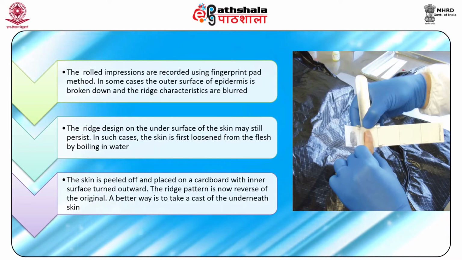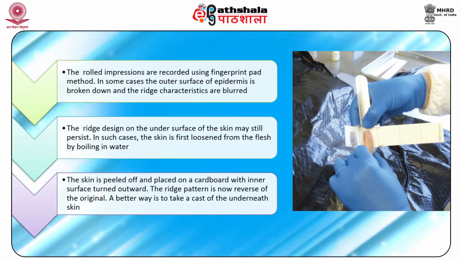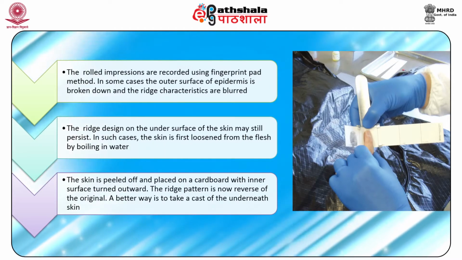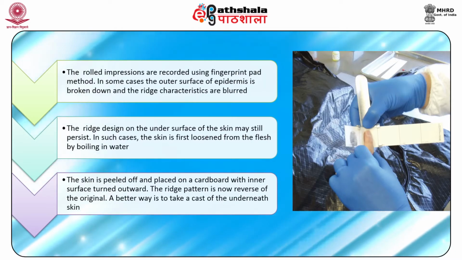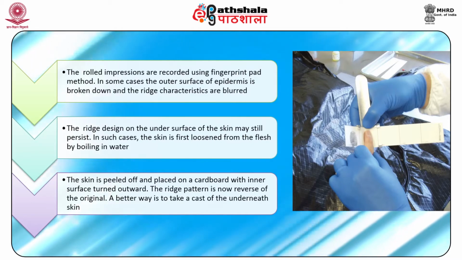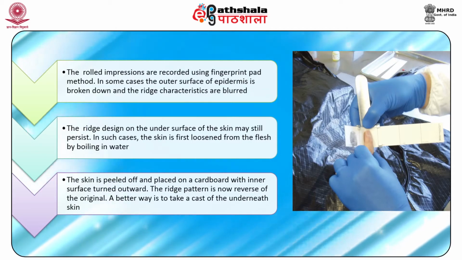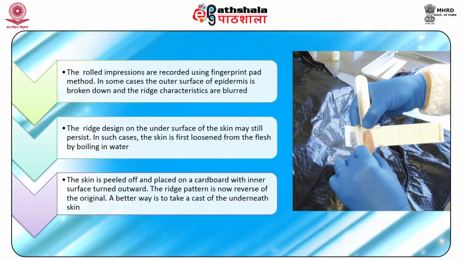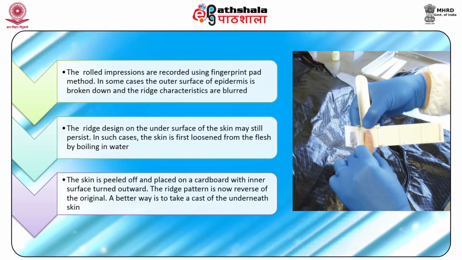In such cases, the skin is first loosened from the flesh by boiling in water. Thereafter, the skin is peeled off and placed on a cardboard with the inner surface turned outward. The ridge pattern is now the reverse of the original. A better way is to take a cast of the underneath skin and then print from the mold.